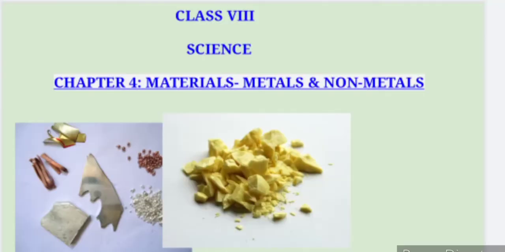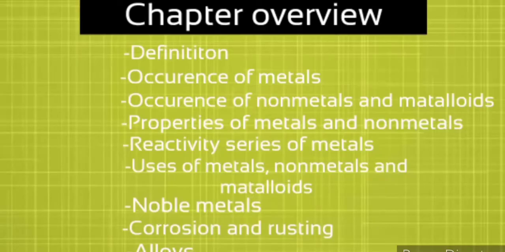So now we are meeting for the lesson 4 of your science, that is metals and non-metals. Let us just have a chapter overview. What are we going to study in this chapter? The topics which we are going to cover are the metals and the non-metals. What are they? Definitions. Then occurrence of metals and non-metals. Where are they found? Then we are going to study about the properties.